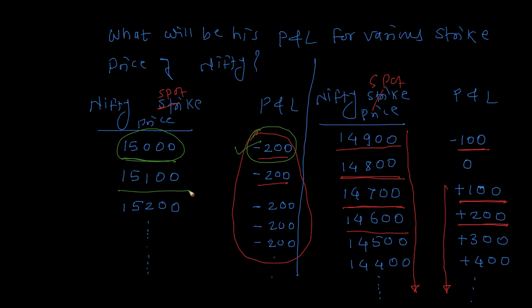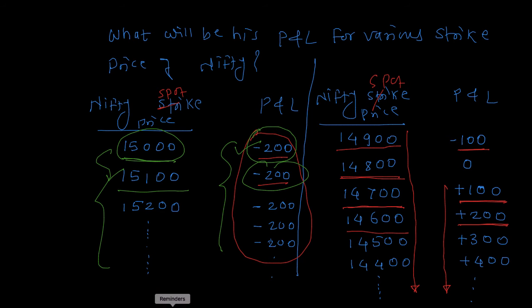Again, for 15,100, Nifty is being sold at 15,100 in the market. Why will he sell Nifty at 15,000 by using this coupon? So this coupon again is useless. That means for all the prices above 15,000, he is making a loss of 200 rupees, which he has paid as premium for buying that put option.